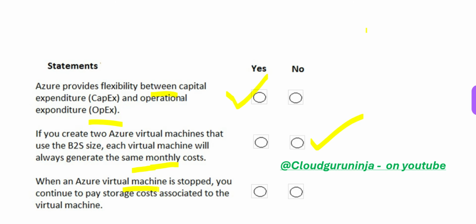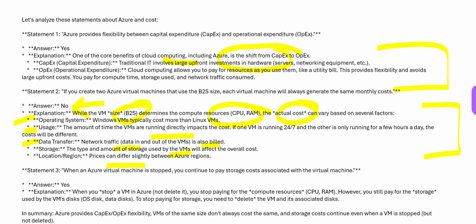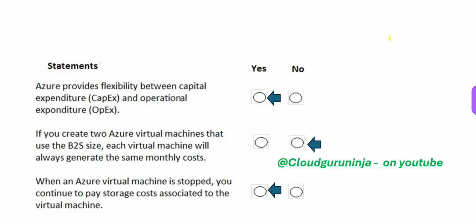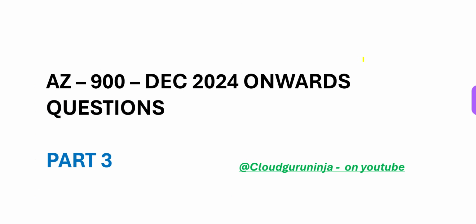When an Azure virtual machine is stopped, you continue to pay storage costs associated with it. The answer in this case is definitely yes, because we do have to pay the storage cost. When you stop the VM, you are not deleting it, you are just stopping it. So you still pay for the storage, that is OS disk and data disk charges. To stop paying for storage, you need to delete the VM and its associated disks. Otherwise, you will continue to pay the storage cost. So this is our final answer: yes, no, and yes. This brings us to the end of part three.